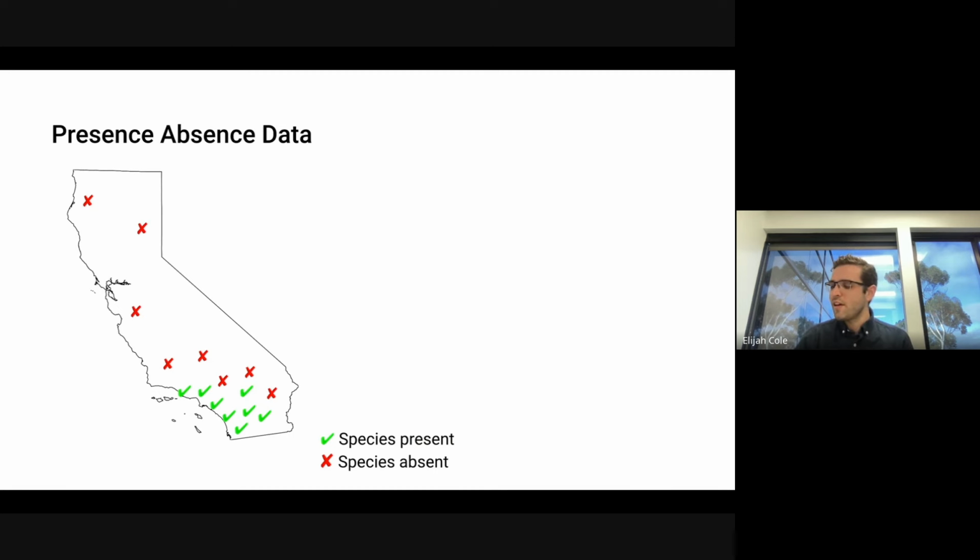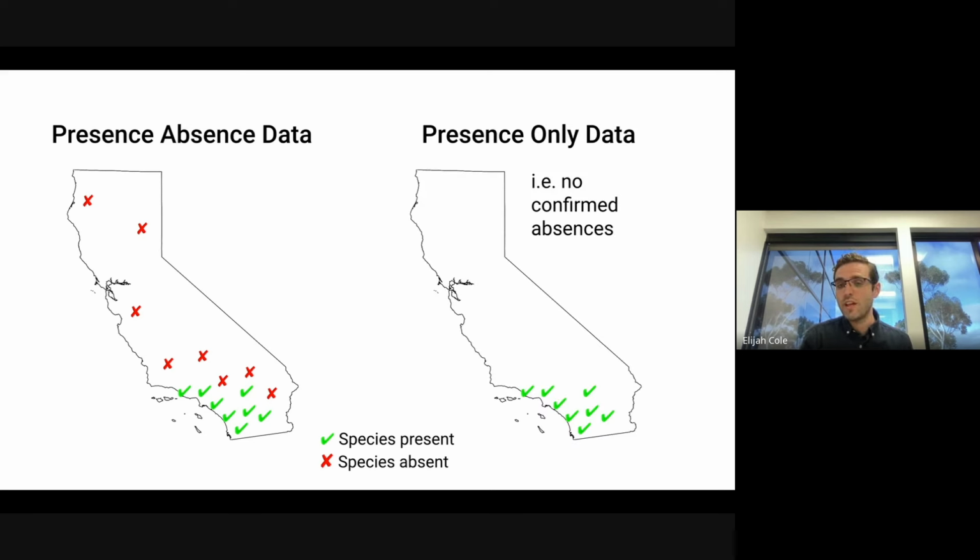So presence-absence data is the gold standard in ecology. It looks like this, where you have locations where the species is known to be absent and locations where the species is known to be present. Whereas with presence-only data, you have no confirmed absences and you just have these presence locations. In the presence-absence case, this is all relatively easy because it fits perfectly into the general supervised learning framework, but presence-only is a little trickier.